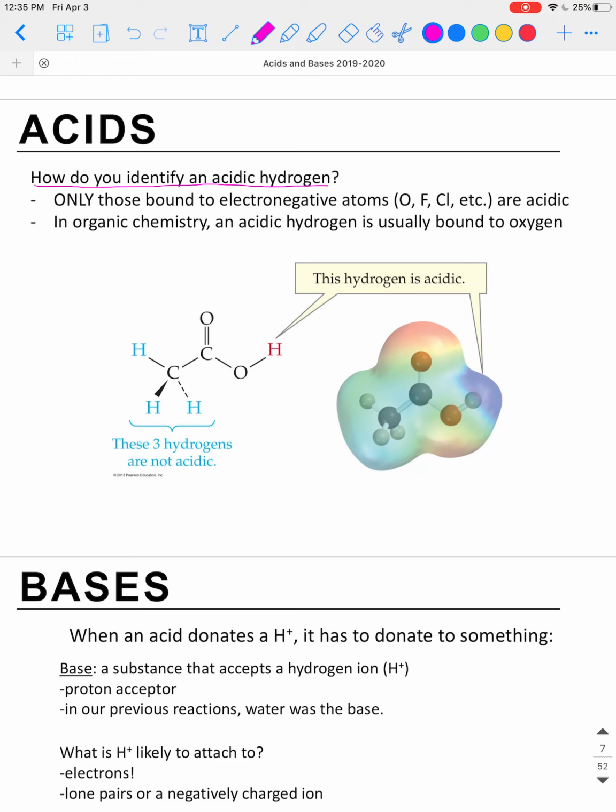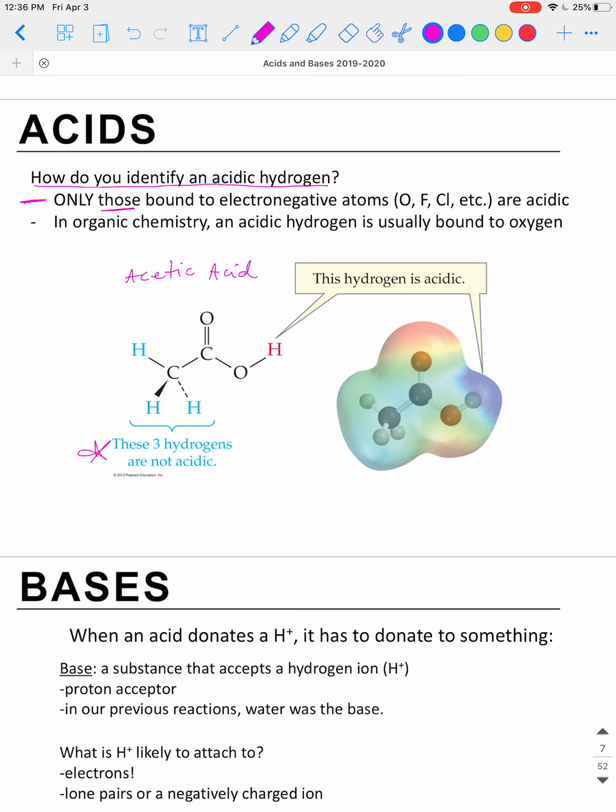How do you identify which hydrogen is acidic if you have a molecule where some hydrogens are acidic and some aren't? Example, acetic acid. What we just talked about, this is an organic acid. Well, we have 4 hydrogens in this molecule. But what you see is that 3 of them are not acidic. The 3 that are attached to carbon are not acidic.